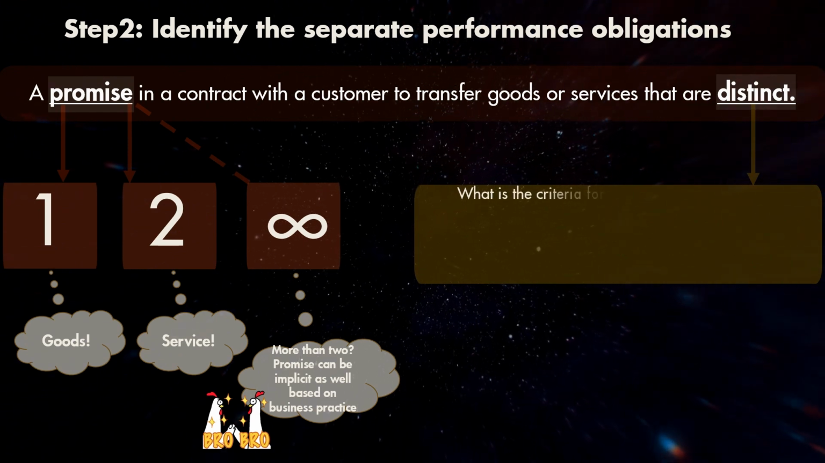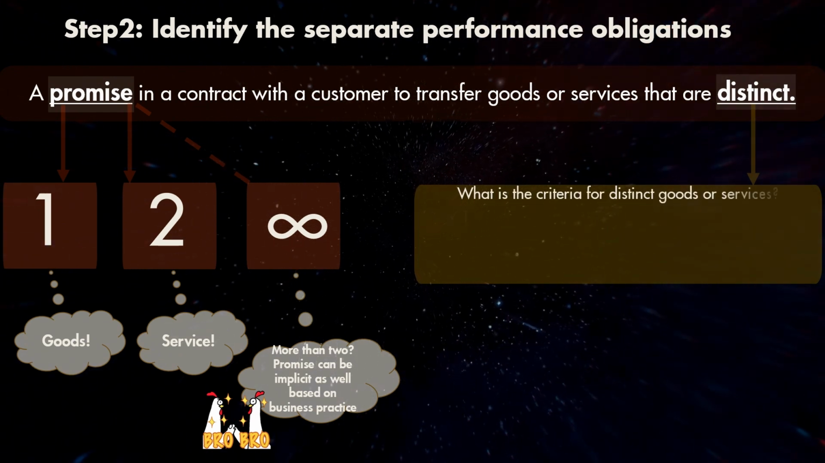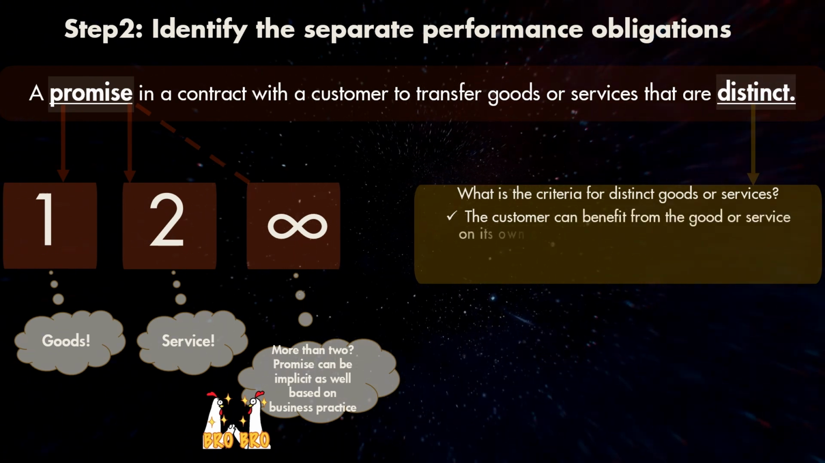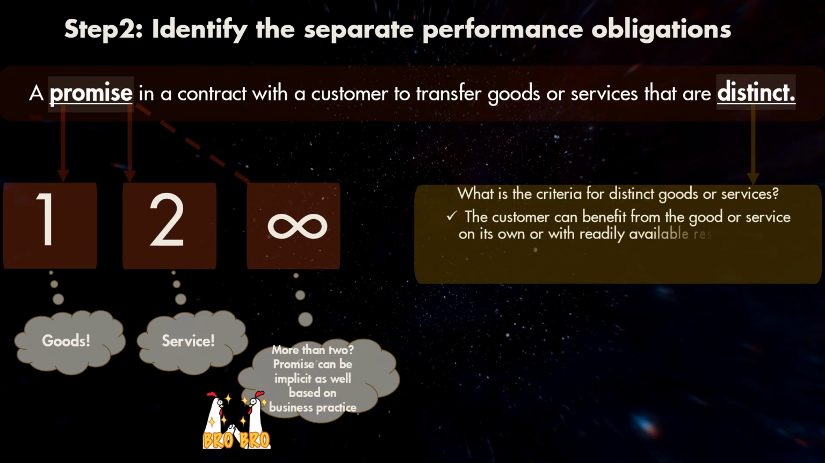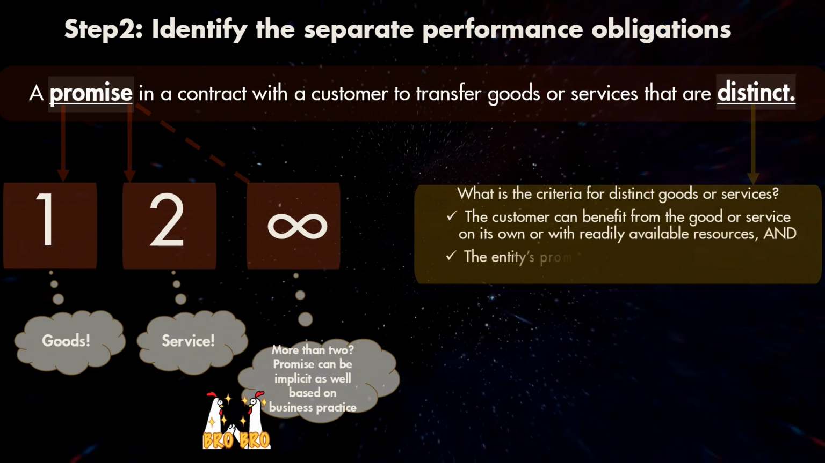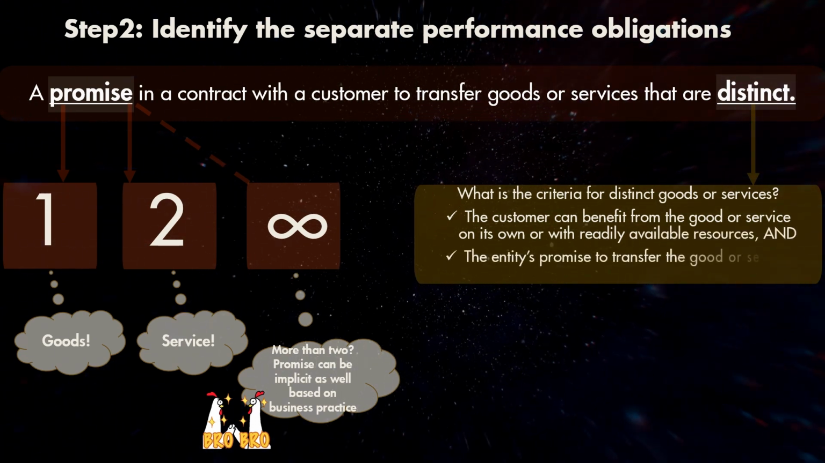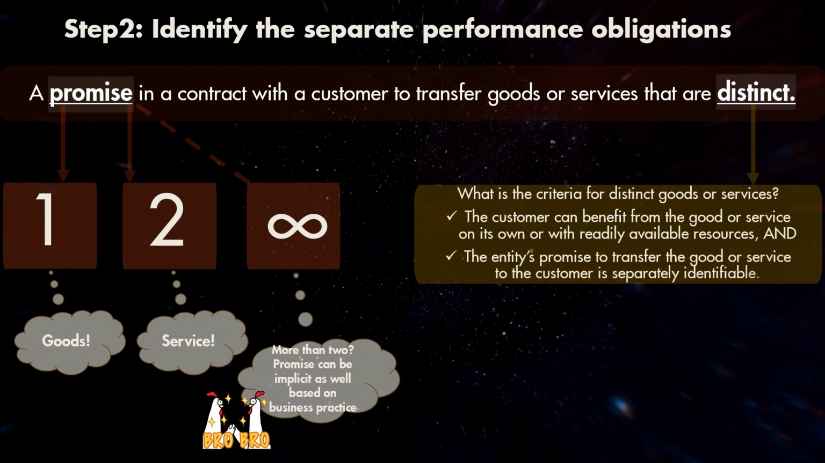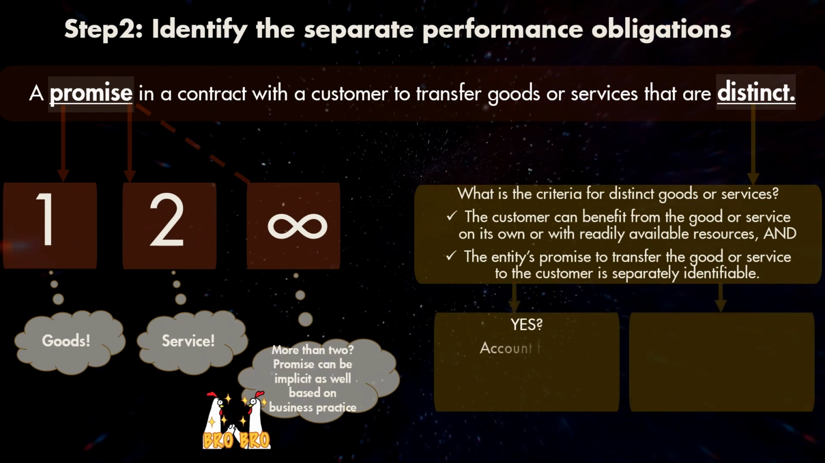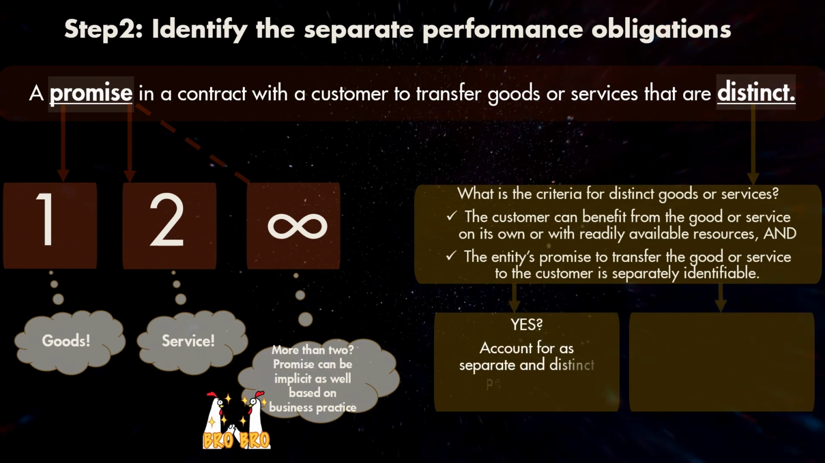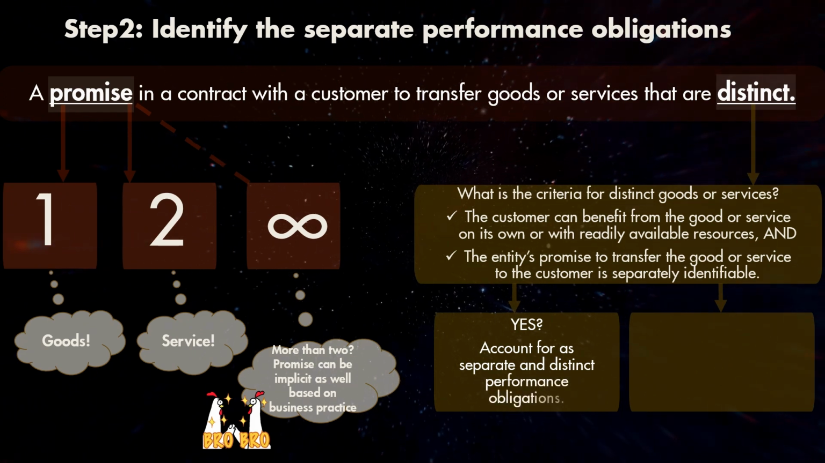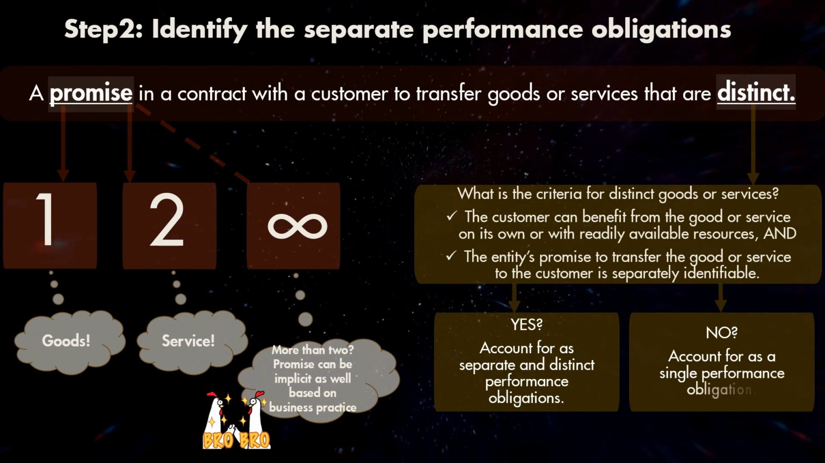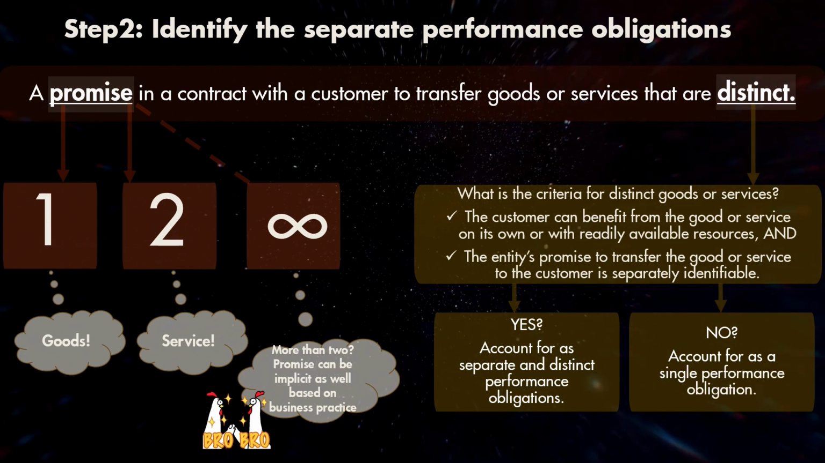Now let's move on. What is the criteria for distinct goods or services? IFRS 15 says that in order to consider a performance obligation distinct, we have to consider criteria like whether the customer can benefit from the goods or services on its own or with readily available resources, and whether the entity's promise to transfer the goods or services to the customer is separately identifiable. In essence, the goods or services must be distinct from the point of view of the customer and the provider.